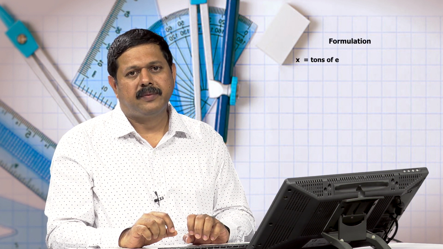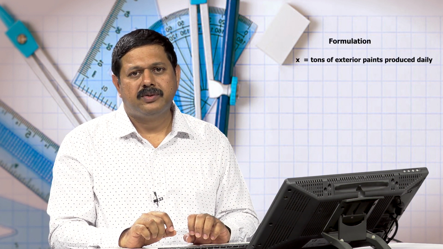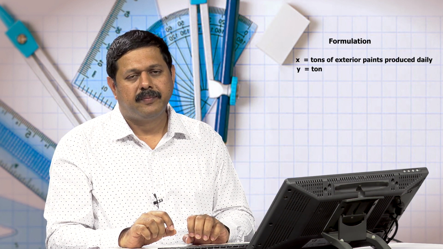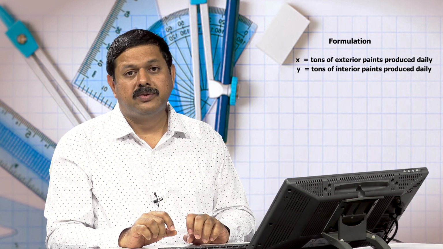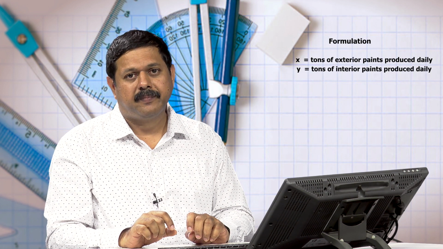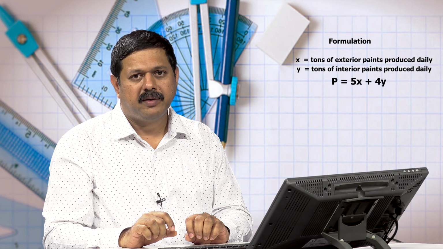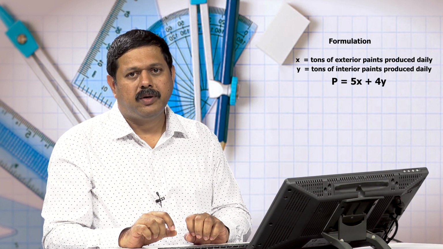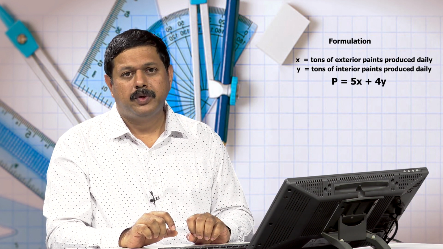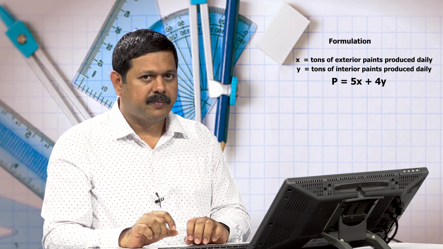Since ReadyMix wants to find the optimum product mix of the interior and exterior paints, we need two decision variables. Let x and y be those two decision variables such that x is equal to tons of exterior paints produced daily and y is equal to tons of interior paints produced daily. Given that the profit per ton of the exterior paint is 5, hence the profit on x tons of exterior paints produced is 5 times x.